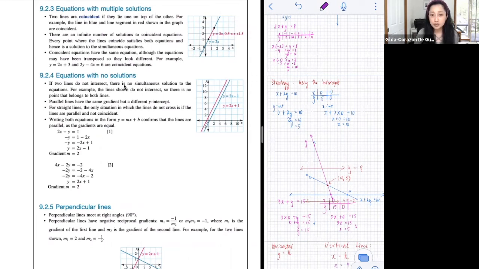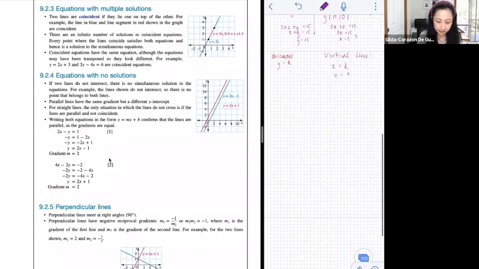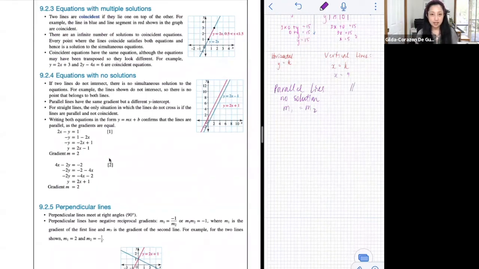The equations with no solution, as we mentioned last lesson, would be those lines that are parallel to each other. They will never ever meet, okay? And those are the lines that have equal gradients. So we can say parallel lines, no solution. So when your gradient 1 is equal to your gradient 2, okay? The symbol for that would be the two slanted lines, okay?